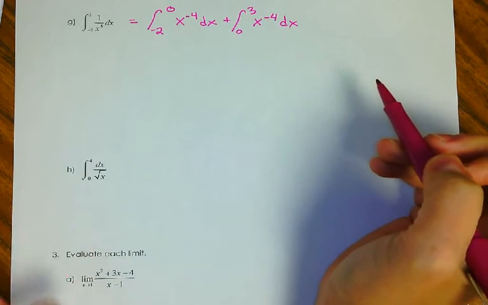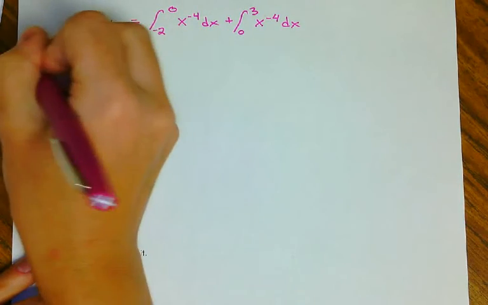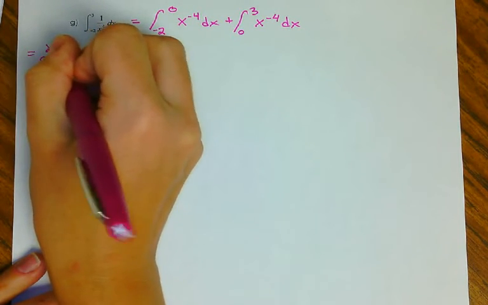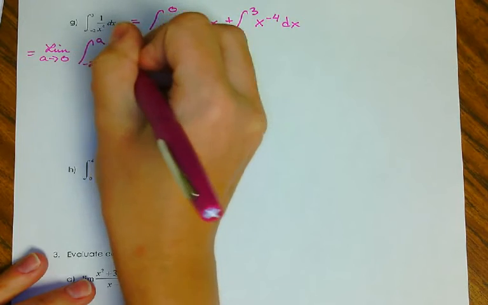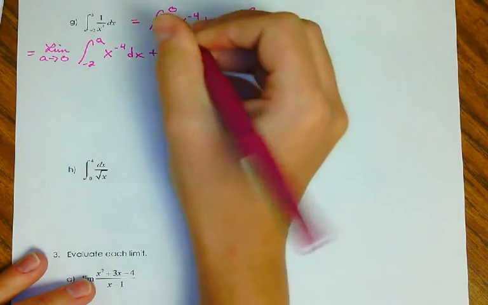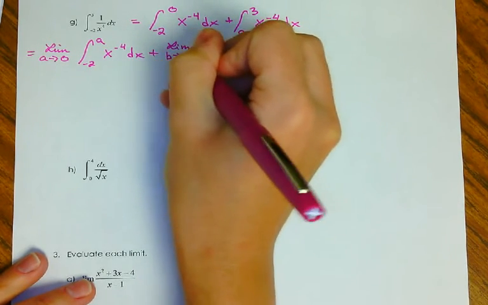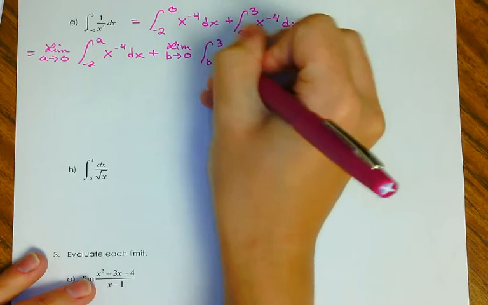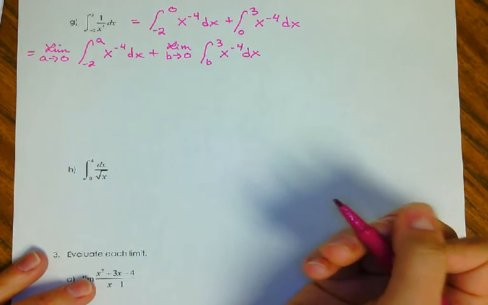So now I'm going to have to break this up into 2 separate limit problems, right? So we'll say this is going to be the limit as a approaches 0 of the integral from -2 to a of x to the -4th dx. And then plus, I'm going to assign a different variable, so I'll take the limit as b approaches 0 of the integral from b to 3. So this almost becomes 2 mini problems.